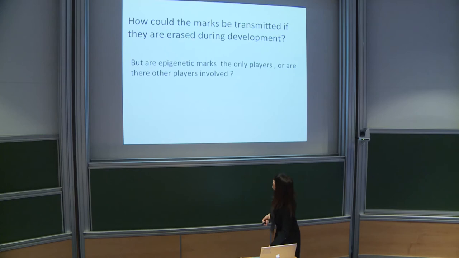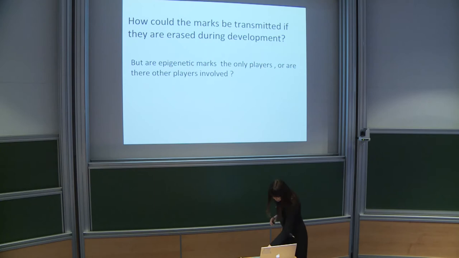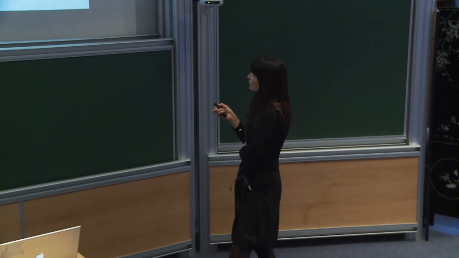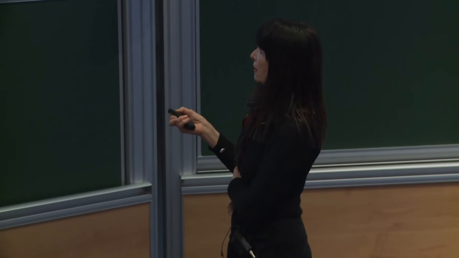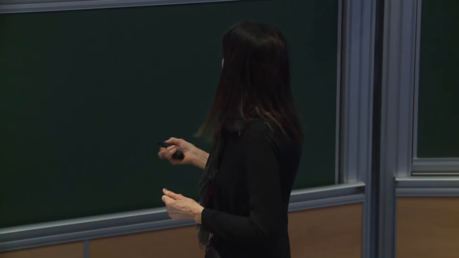But you can ask the question, are the epigenetic marks the only players? Or are there other players involved at the genomic level, of course? Good candidates are non-coding RNAs. Non-coding RNAs are transcribed from the non-coding genome, so they don't have any open reading frame to make proteins. Previously, the non-coding genome was called junk DNA, because it was thought that it is absolutely useless. Now it's rather called the dark genome.